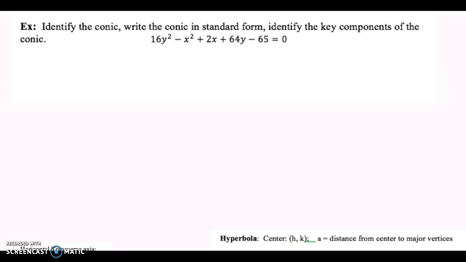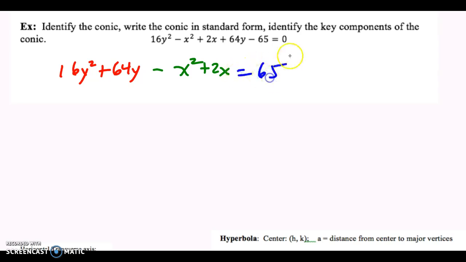So let's go ahead and do the same work that we did before. I'm going to group all the terms. I notice that 16y squared is coming first, so I'm going to leave that first. I'll have 16y squared plus 64y. I'll keep the x squareds and the x terms in green. And I'm going to have 65 on the other side of the equation. Factoring out 16 to get y squared.